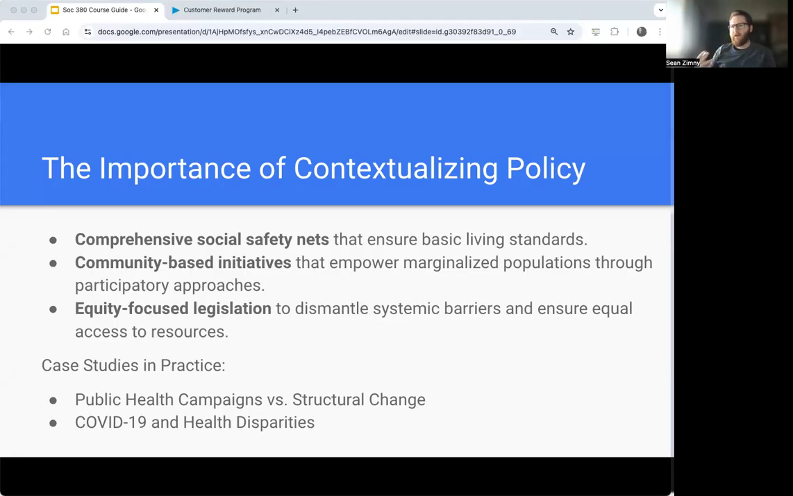So in summary here, the fundamental cause theory underscores the persistence of health inequalities due to the deep entrenchment of social and economic disparities. And what the theory advocates for is a shift in public health and policy focus towards upstream interventions that reduce structural inequalities and redistribute resources more equitably.